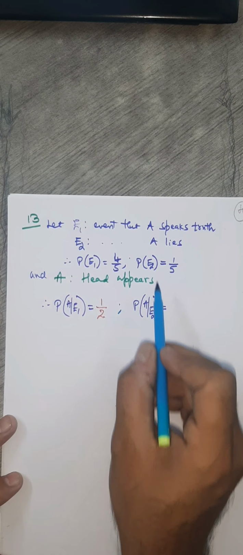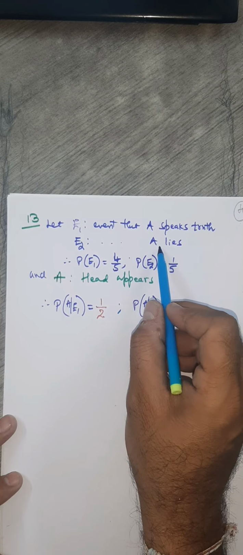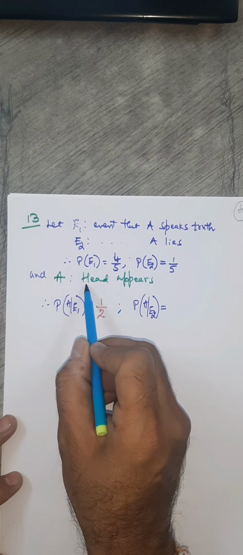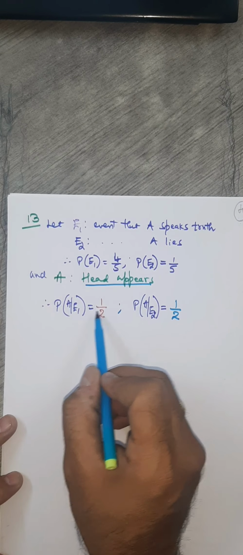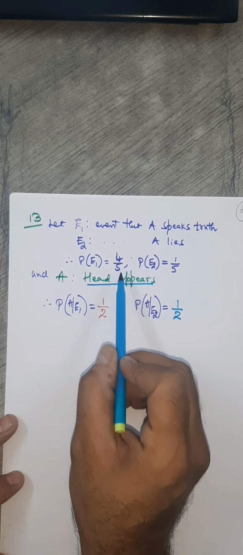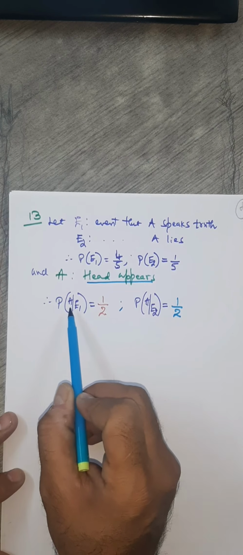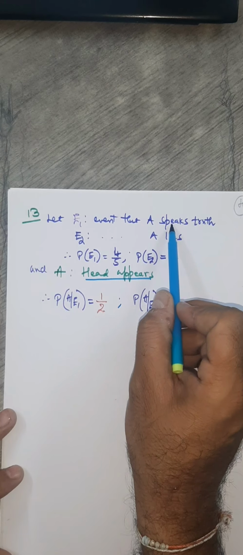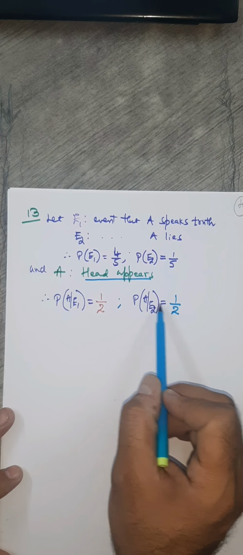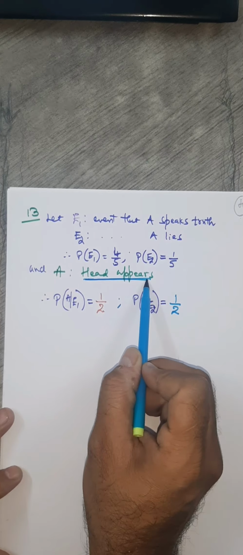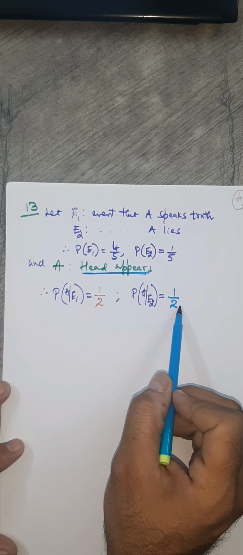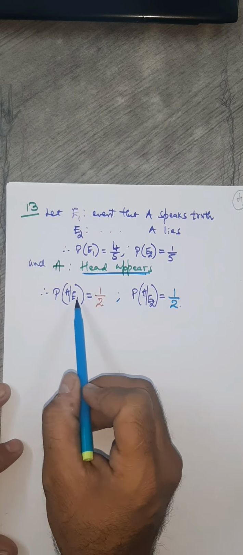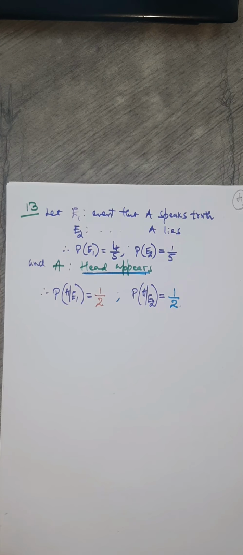E2 has already occurred, that means A doesn't speak truth, that is A lies. Then what's the probability of getting head, which is again 1 by 2. Actually this 1 by 2 is independent of the event A, E1 and E2. Whether A speaks truth or lies, the probability of getting H in a single throw of a coin is always 1 by 2. It is independent of E1 and E2.